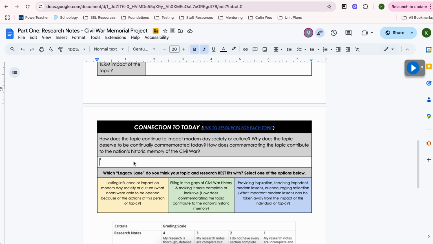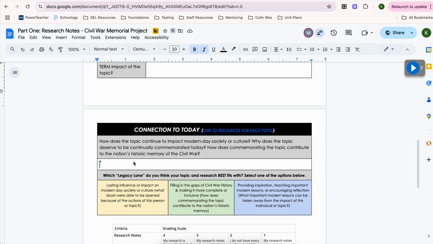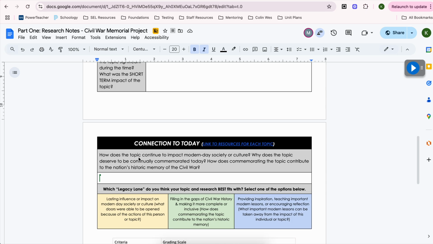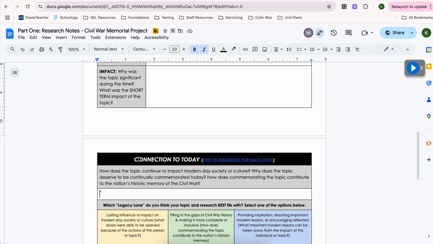If you happen to get to the connection to today section, you may start that, but that one's a little bit trickier because you have to figure out why you think your topic matters today. We're going to go through that most likely tomorrow in class, but if you get to that point, feel free to try to sort of knock that out as well.